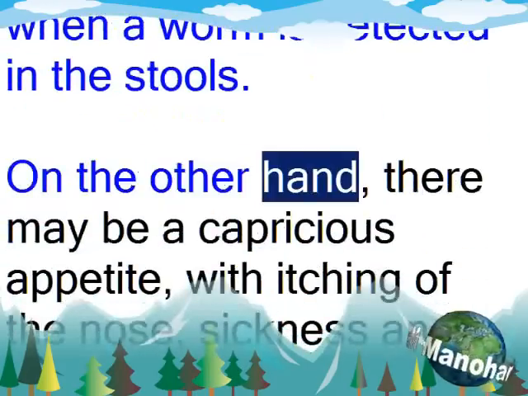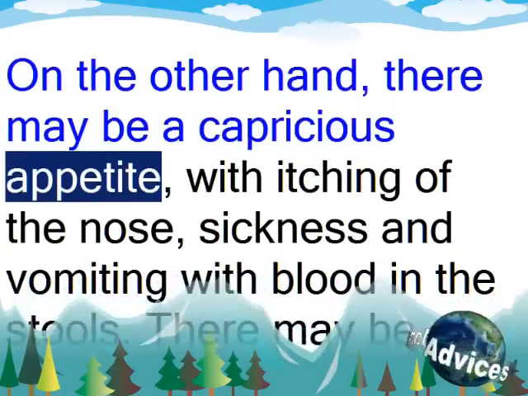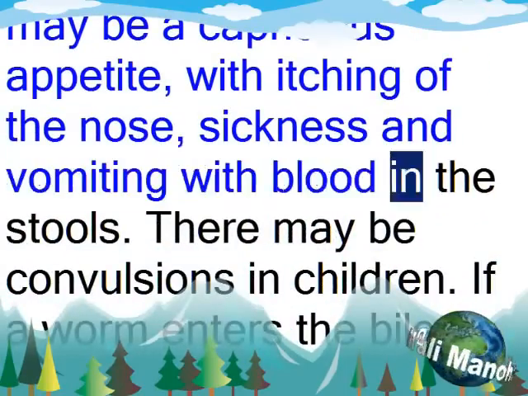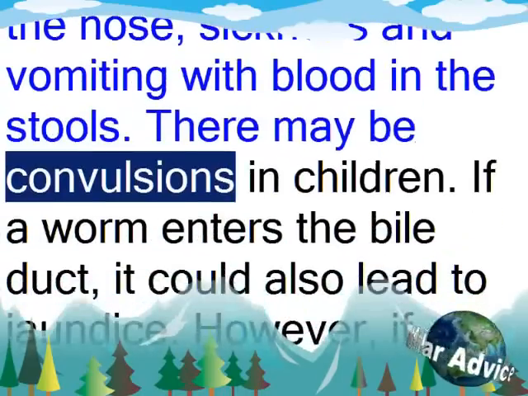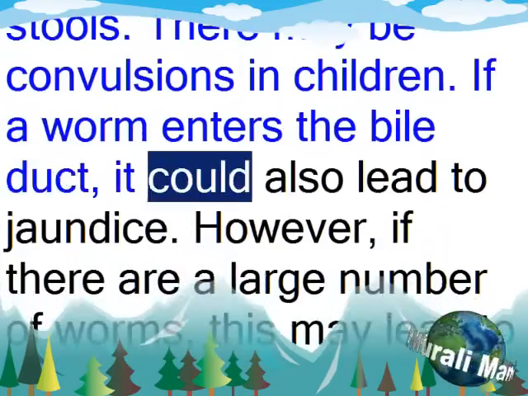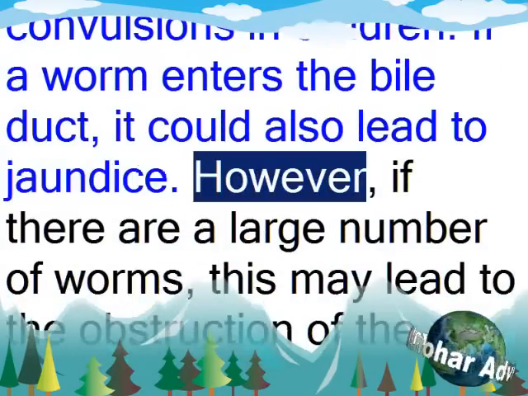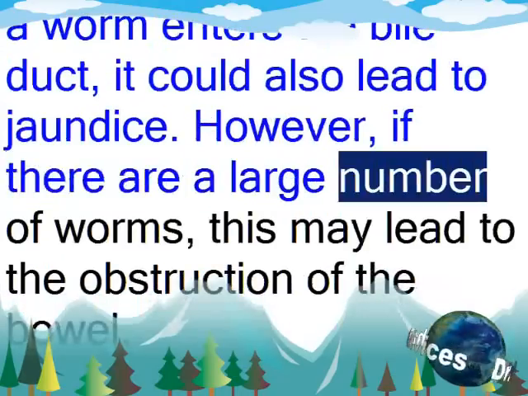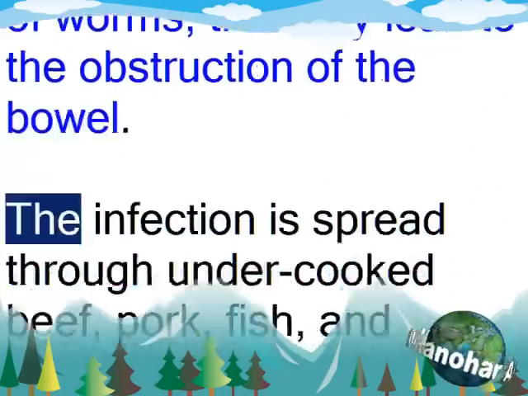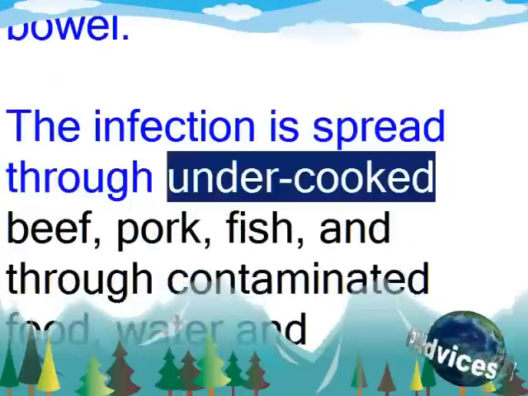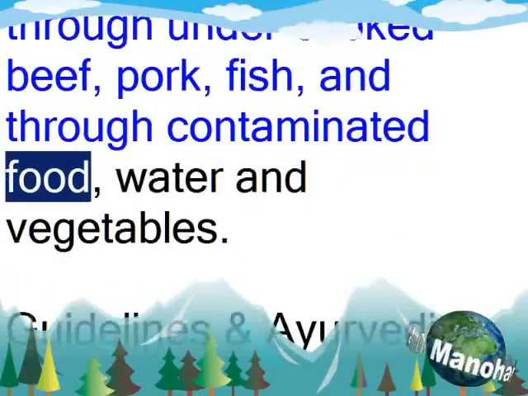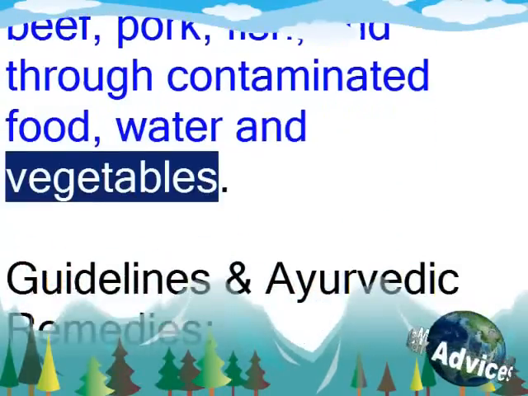On the other hand, there may be a capricious appetite, with itching of the nose, sickness and vomiting, with blood in the stools. There may be convulsions in children. If a worm enters the bile duct, it could also lead to jaundice. However, if there are a large number of worms, this may lead to the obstruction of the bowel. The infection is spread through undercooked beef, pork, fish, and through contaminated food, water and vegetables.